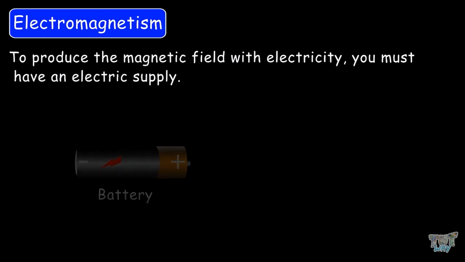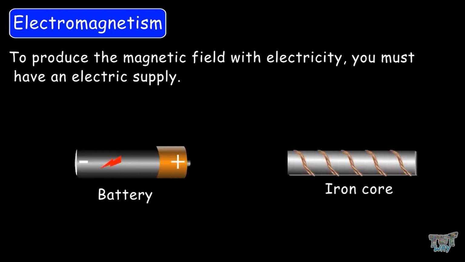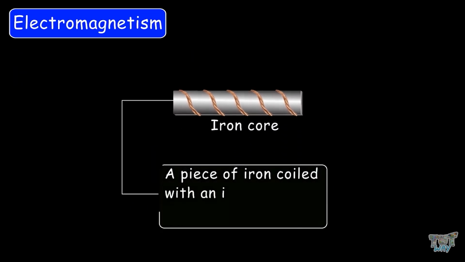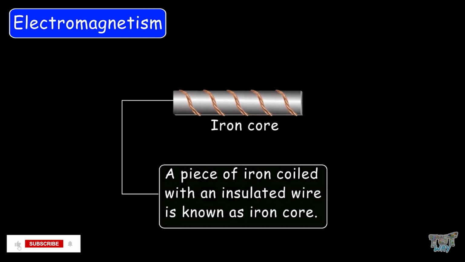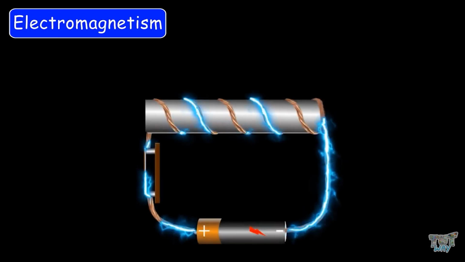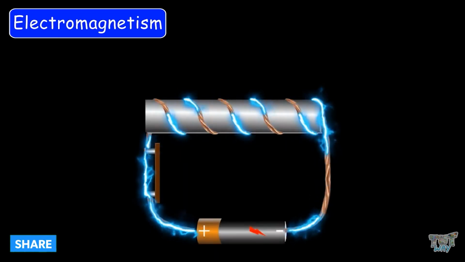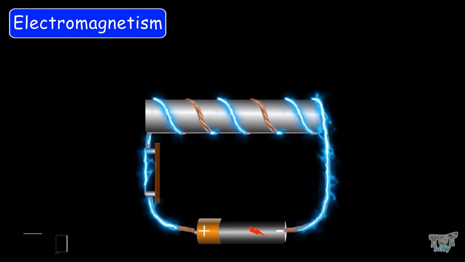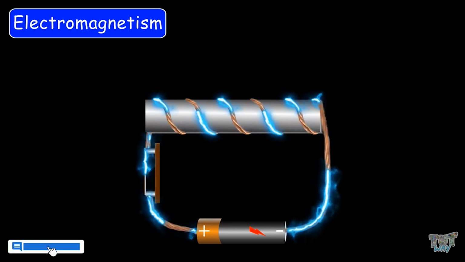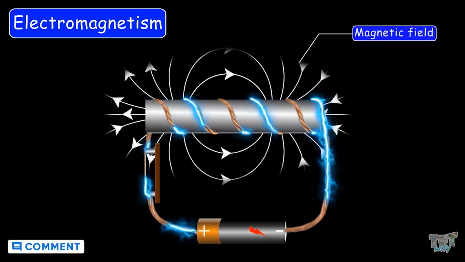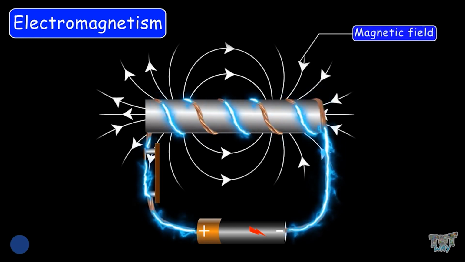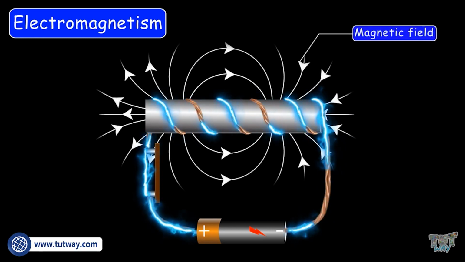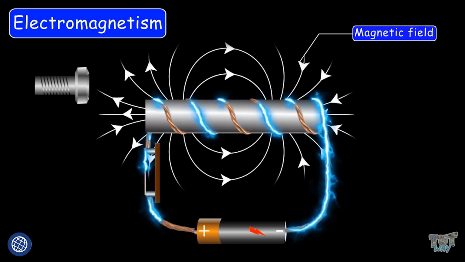For example, a battery and an iron core. A piece of iron coiled with an insulated wire is known as an iron core. When the electric supply is on, the current starts flowing in the conductor or iron core and generates a magnetic field around the wire wound on the iron piece. Hence, the iron core behaves like a magnet and produces a magnetic field around it.